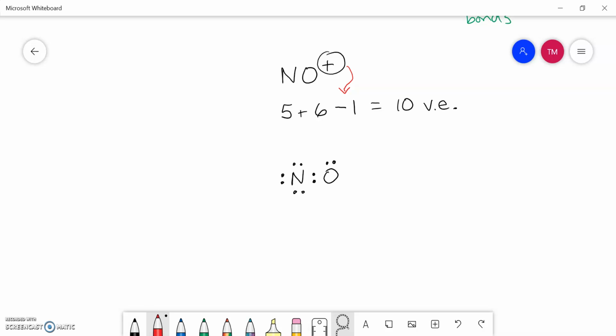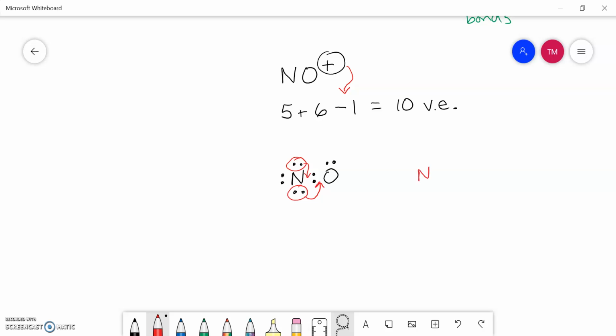Now, what do we want to do? We want to take sort of from nitrogen to share so that we can share them with oxygen. We can do it once to make a double bond, but that's still not going to be enough. We're going to actually need to do it twice so that each thing can have 8.